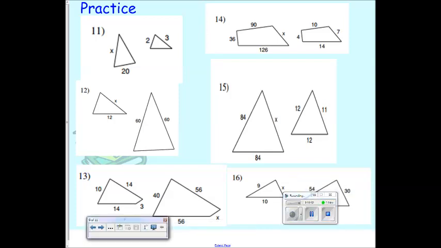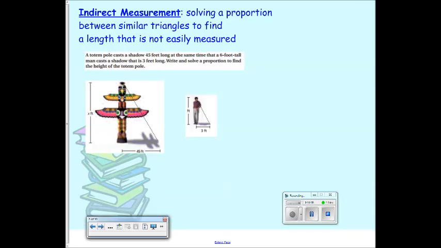Okay, so we are going to shift and we're going to talk about something called indirect measurement. Indirect measurement is essentially a way to measure things that are too tall for you to actually measure. So for example, if I said to you, how tall is this building? And you were standing on the ground, you would not be able to know unless you went to the top of the building, dropped a tape measure off, and you had access to do all of that, which you probably don't. So a way to do that is to use shadows and your own height, so your knowledge about yourself, to figure out a similar triangle.